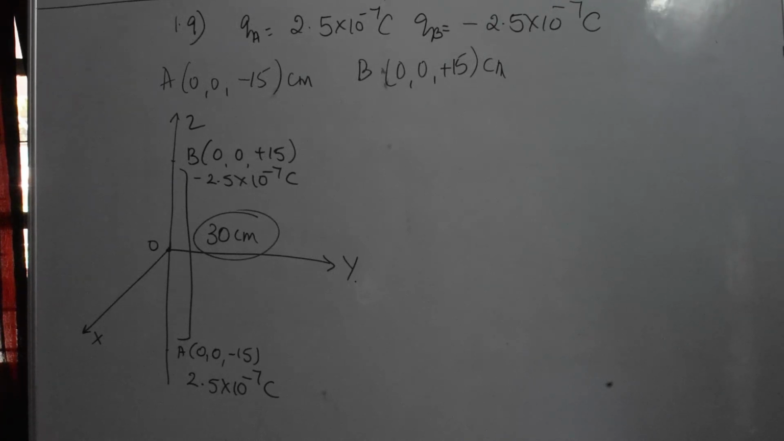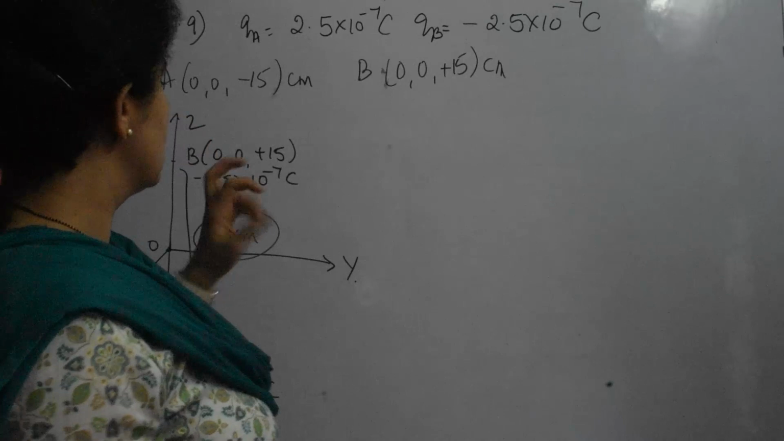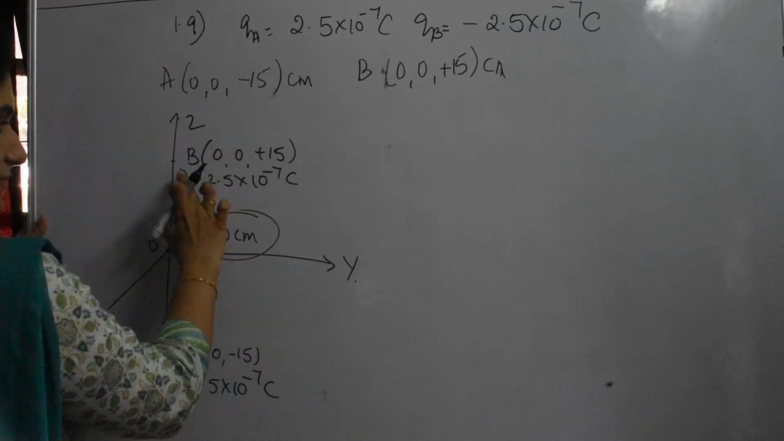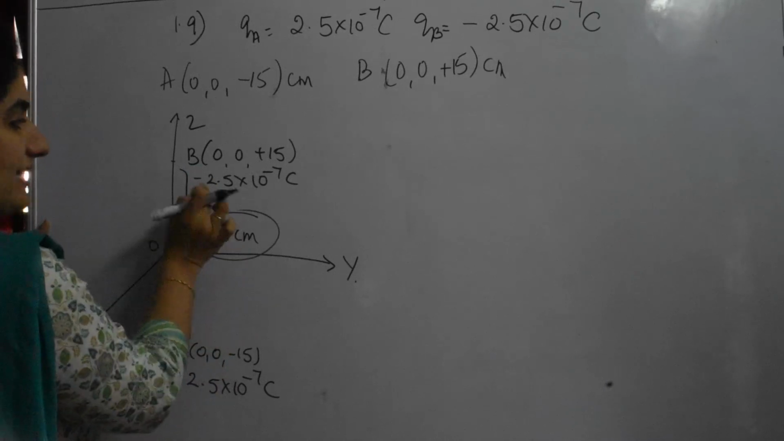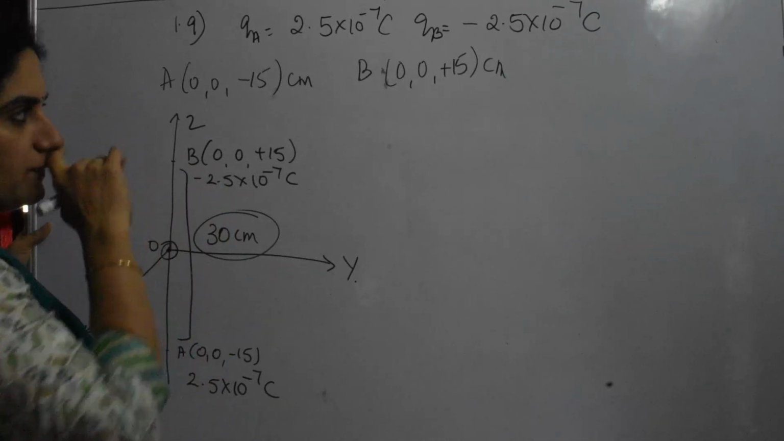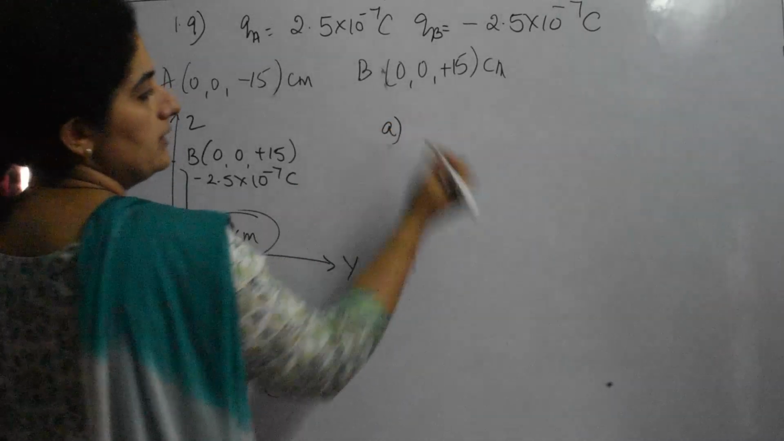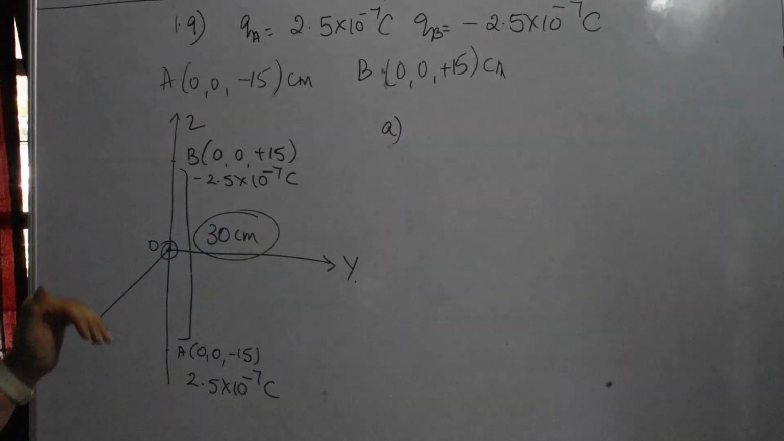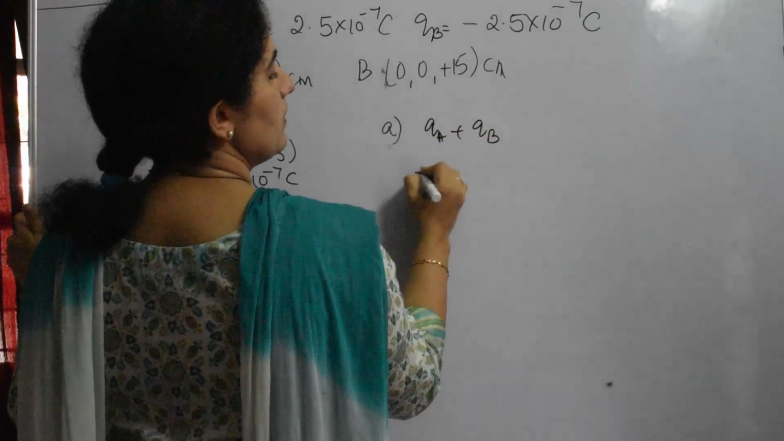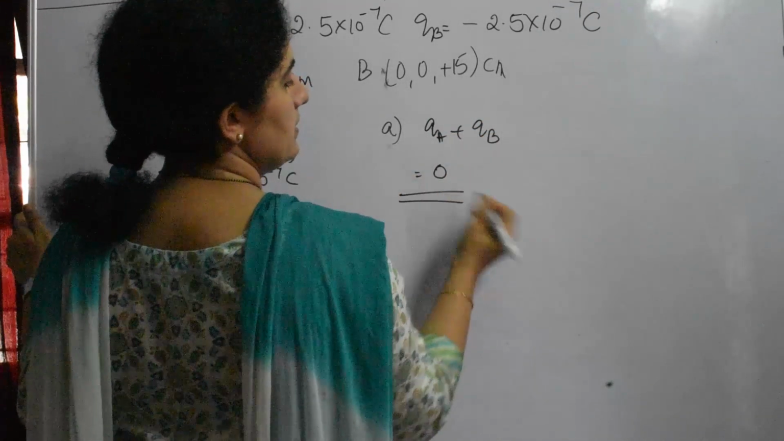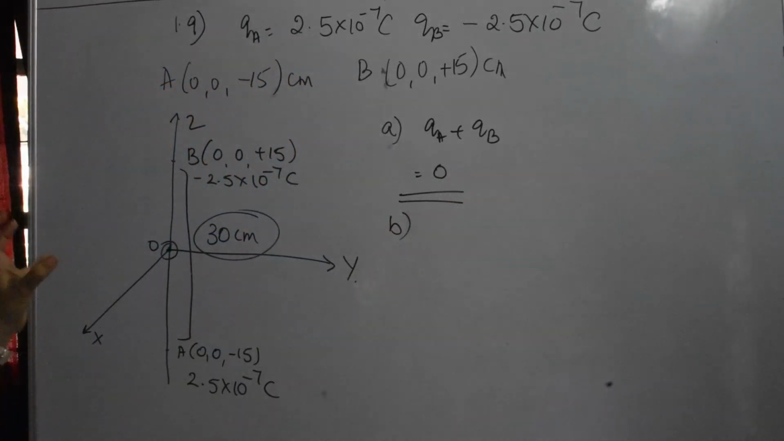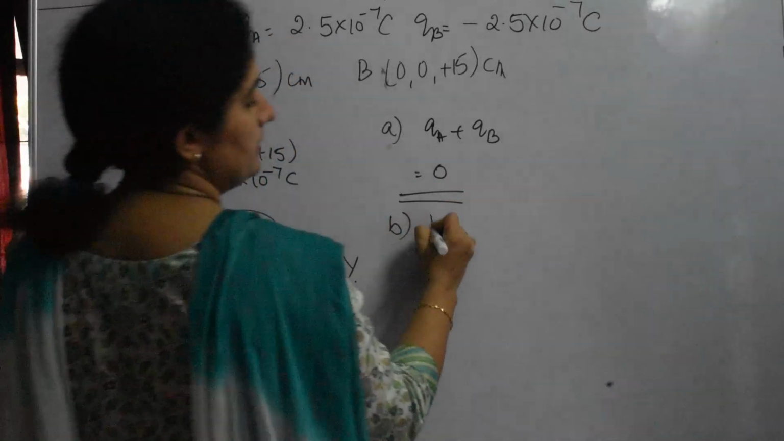So what will be the total charge at the center? The total charge at the center will be 0 because it is minus, same distance 15 and 15. This is minus, this is plus. So when you add, the total charge at the center will be 0. The net charge QA plus QB is zero Coulomb, and point B is you have to calculate the total dipole moment.